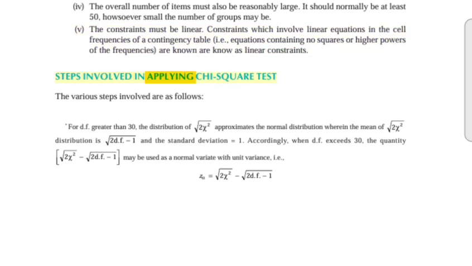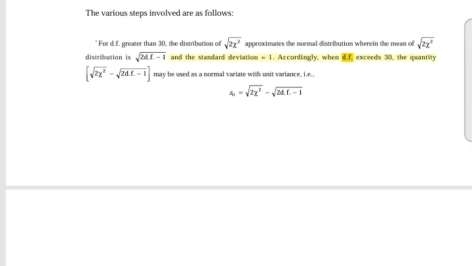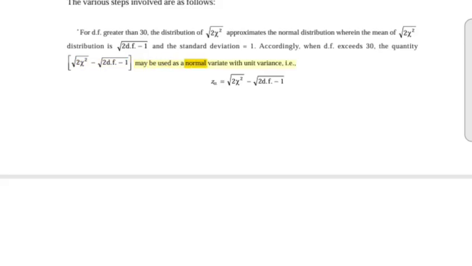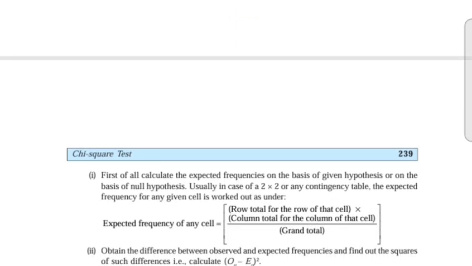Steps involved in applying the chi-square test: the various steps involved are as follows. For d.f. greater than 30, the distribution of chi2 approximates the normal distribution wherein the mean of chi2 is d.f. and the standard deviation equals 1. Accordingly, when d.f. exceeds 30, the quantity sqrt(2chi2) - sqrt(2d.f. - 1) may be used as a normal variate with unit variance.